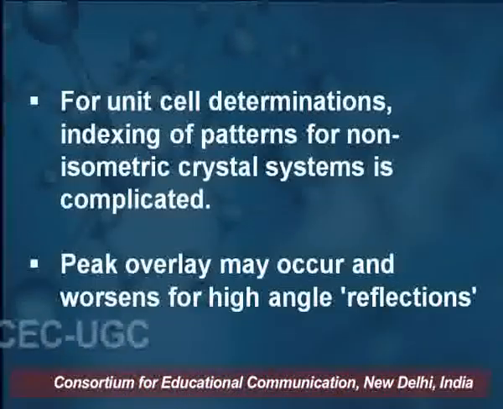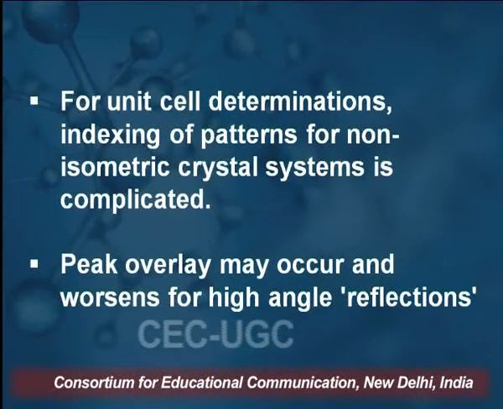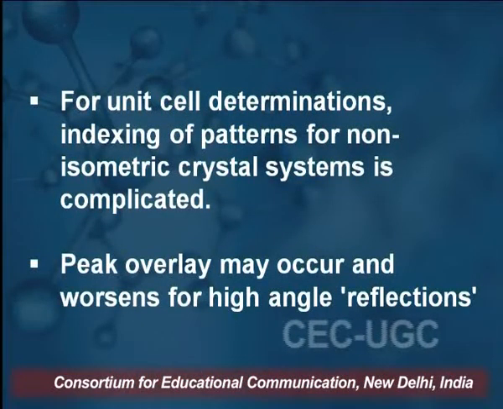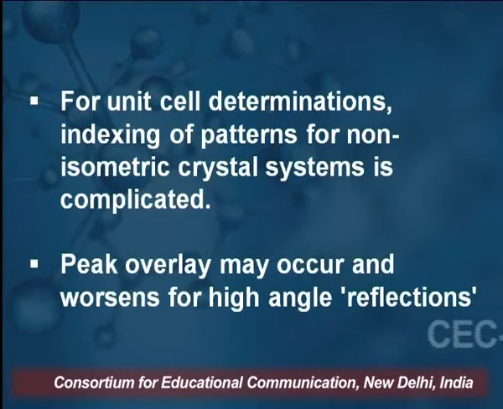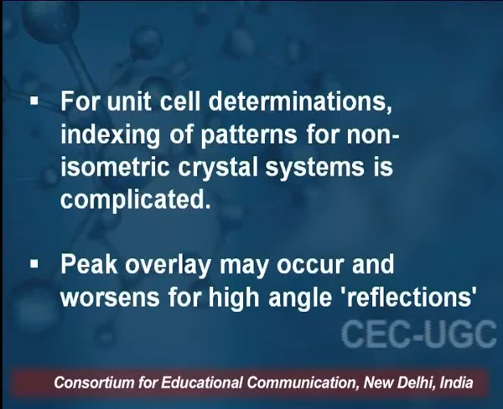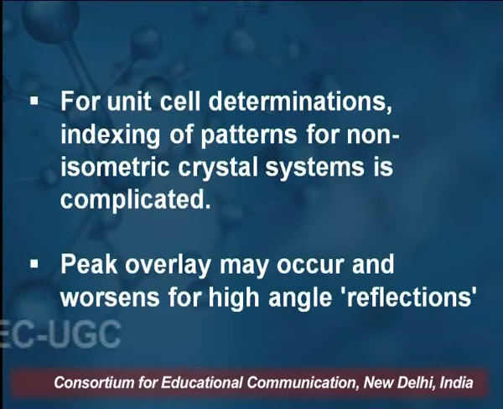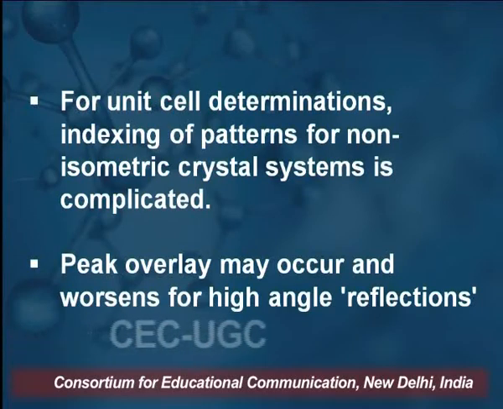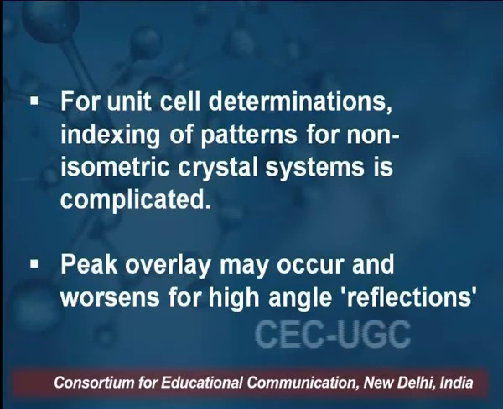For unit cell determination, indexing of the pattern for a non-isometric crystal system is complicated. If the sample is non-isometric, it is very difficult to characterize the material. Peak overlap may occur, and it worsens for the high angle reflections. In these cases, if the isometric crystal system is not suitable, a non-isometric crystal system is used.